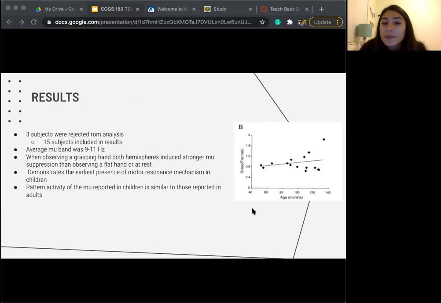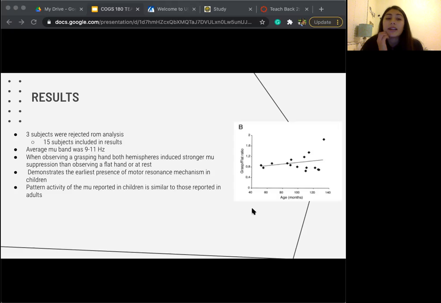When observing a grasping hand, both hemispheres induced stronger MU suppression than observing a flat hand or at rest. So this demonstrates the earliest presence of a motor resonance mechanism in children. The pattern of MU activity reported in children is similar to those reported in adults, which is essentially what this study wanted to see: if the children have mirror neuron activity in the same regions that adults do.